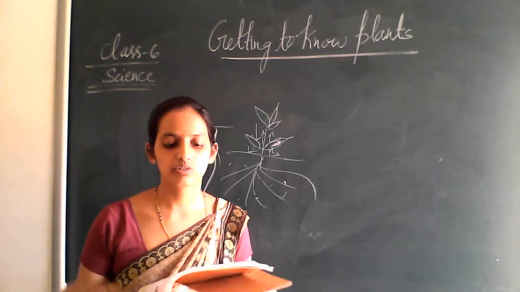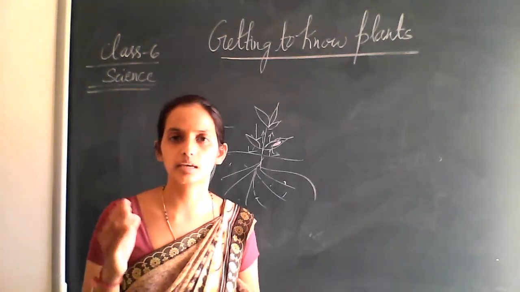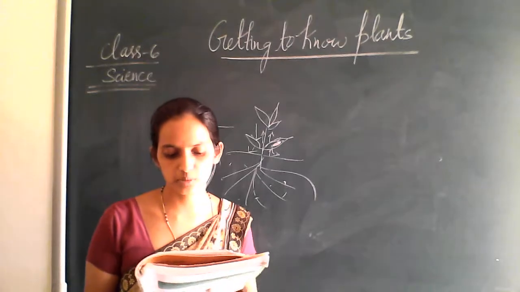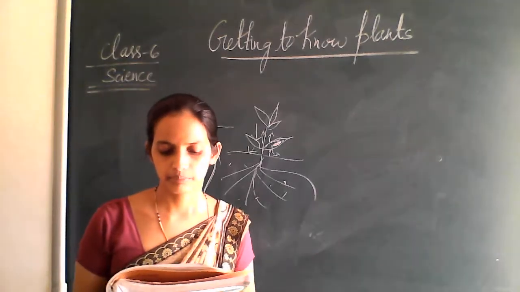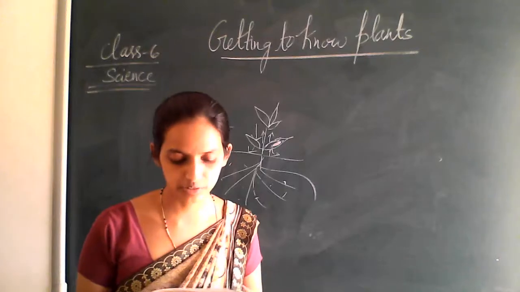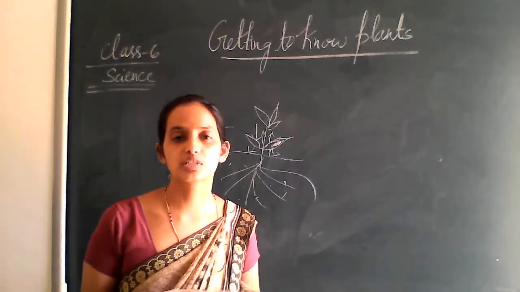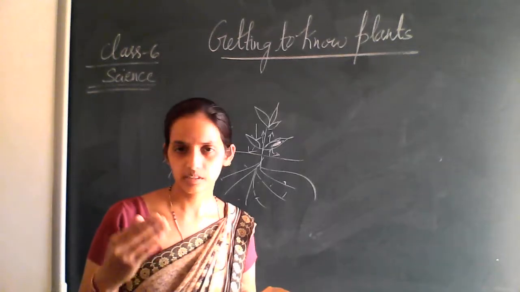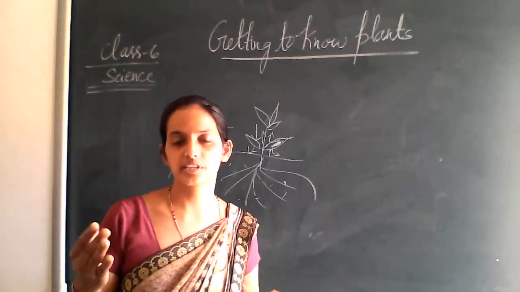So three figures they have given: A, B, C. Right. So A, a leafless branch. B, a branch with the leaves. C, a branch with the leaves and flowers. Right. So three types of branches they have kept, right?